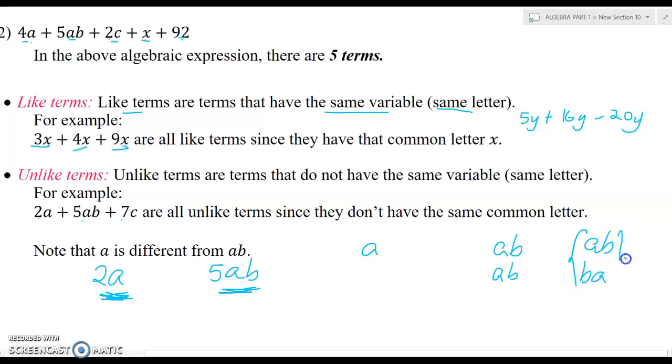This is the same thing. Or the A would only be a like term if there's another A alone attached to something, a number or something, right? Or letter. Oh, sorry, a number, right?